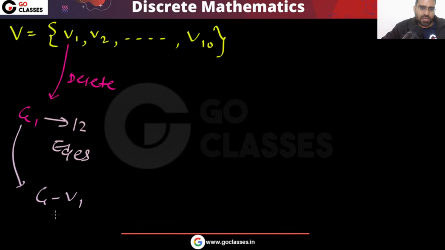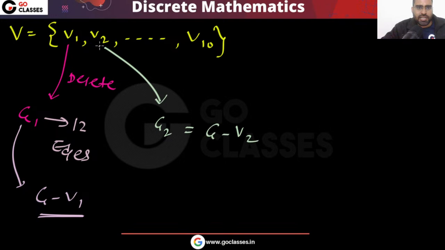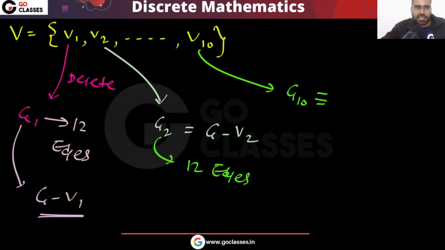Similarly, if you delete V2, you get G2, which is G minus V2. Do not delete V1; delete V2, and you will get G2. In this G2, you have 12 edges, and so on. What is G10? G10 is G minus V10. In this G10, the number of edges is equal to 10. So this is the question that is given to you.